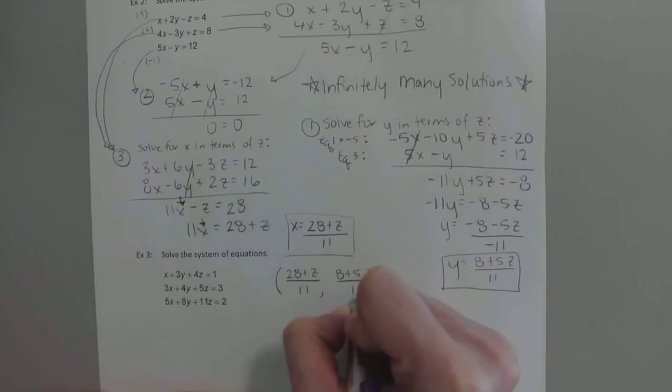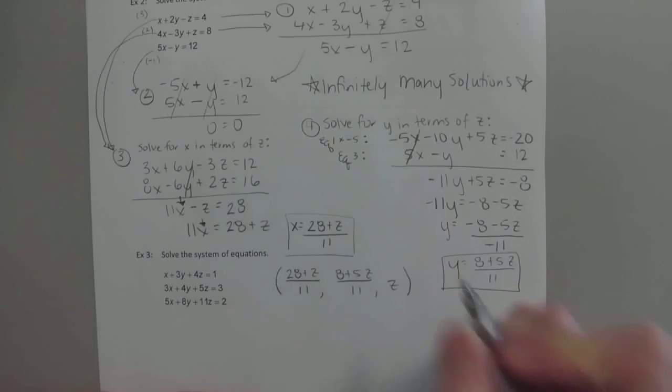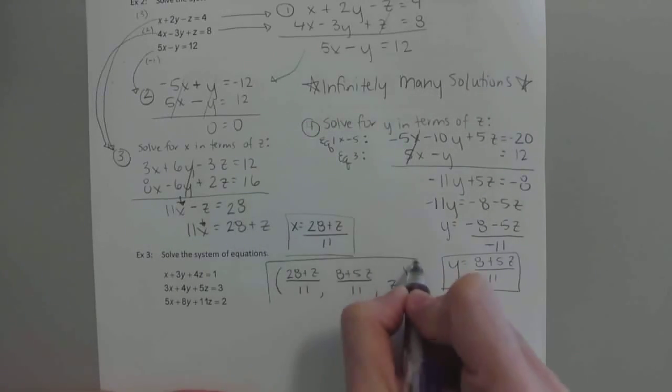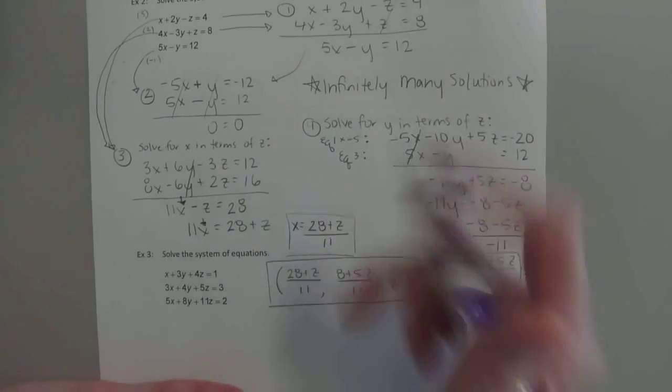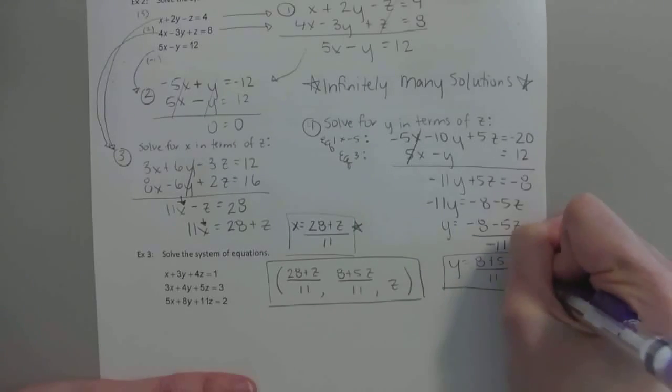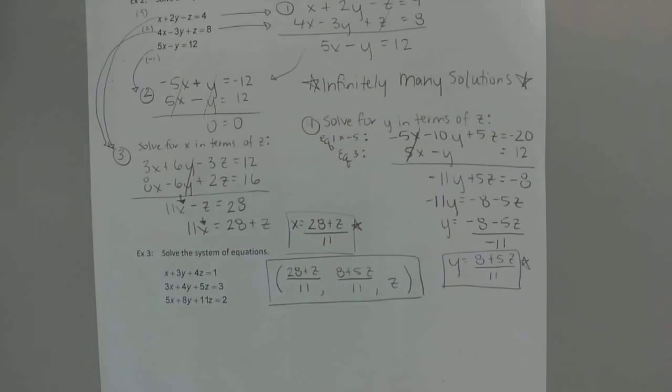Okay, so what does our final answer look like? I shouldn't have boxed those in. Really, they want it as your x. Well, what was your x? 28 plus z over 11, comma, your y, 8 plus 5z over 11, comma, z is z. So really, I should have just asterisked those, because they still want it as that ordered triplet, right? What was x in terms of z? What was y in terms of z? And then z is z.